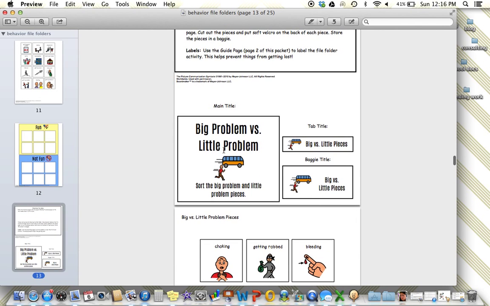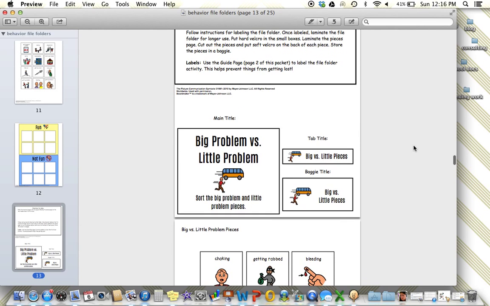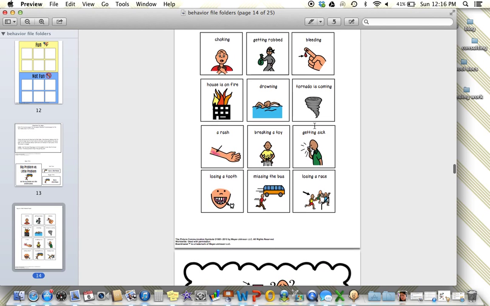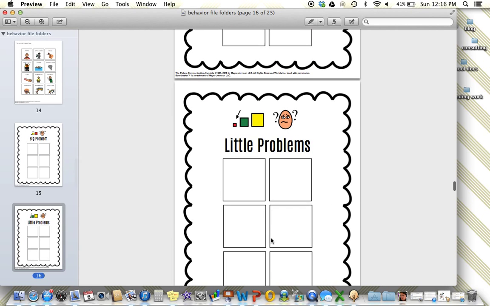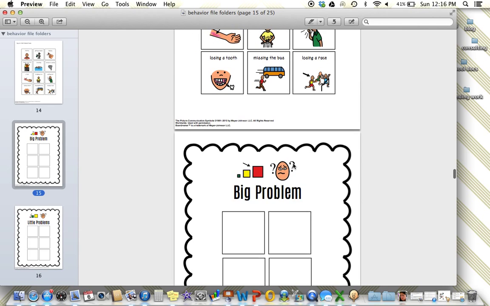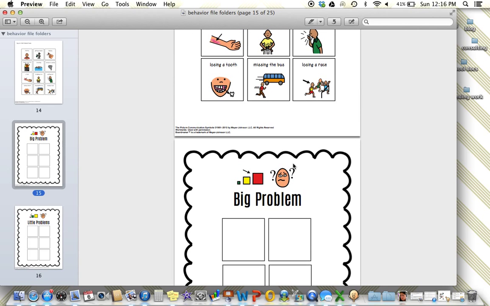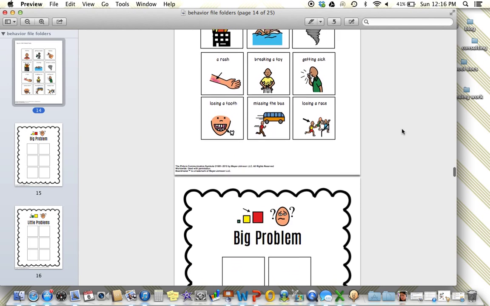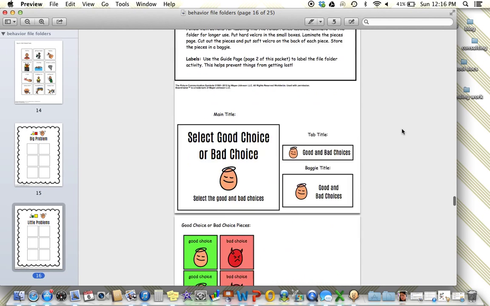The next one is a big problem versus a little problem. So often our students tend to overreact about everything, and not everything is an emergency. Sometimes there's a little problem. So sorting different things. Yes, choking is a big problem, but breaking a toy is a little problem. So putting all the big problems on one side and the little problems on the other side. These activities all will lead into great discussions and kind of being able to explain and generalize together which things are similar about the little problems and what are similar about the big problems. So these really are great teaching tools.